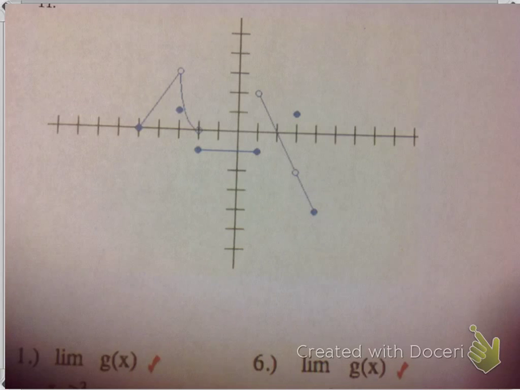Okay, number 6 was the limit as x approaches 1. So as I approach, here's 1 right here. As I approach 1 from the left side, I'm negative 1. As I approach 1 from the right side, I'm positive 2, and therefore the limit does not exist. Okay, number 7 was the limit as x approaches negative 2 from the left side. So negative 2 is right here, and as I approach negative 2 from the left side, my y value is 0. That was number 7.